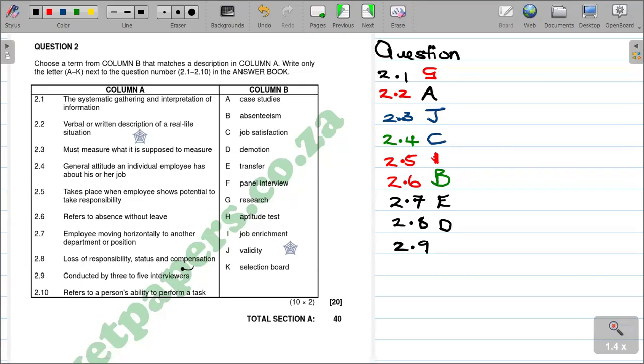Conducted by 3 to 5 interviewers. We call it a panel interview, which is F. And then 2.10.